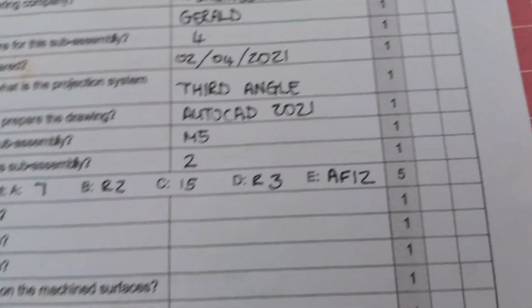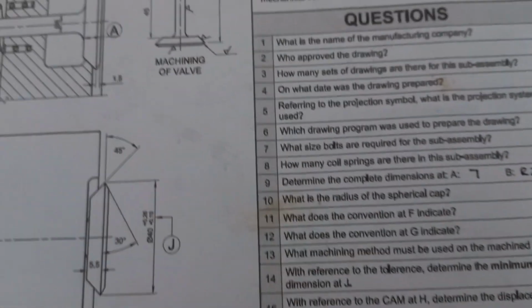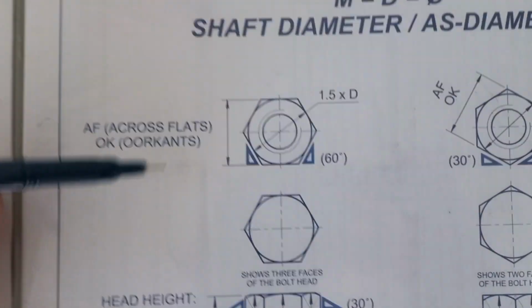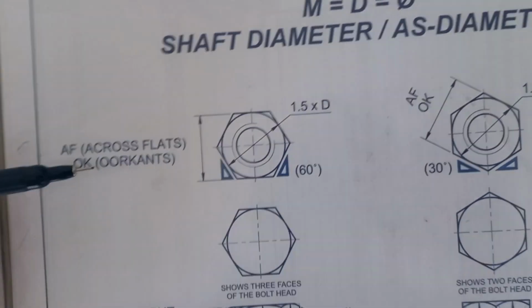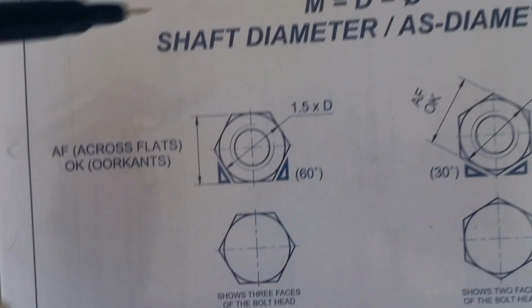Will give you 12, but you have to say AF in front because of across flats. So I'm going to just show you in your workbook quickly. You'll see that they use AF, across flats, to get that sort of dimension. Okay, so that's why you have to say AF 12.